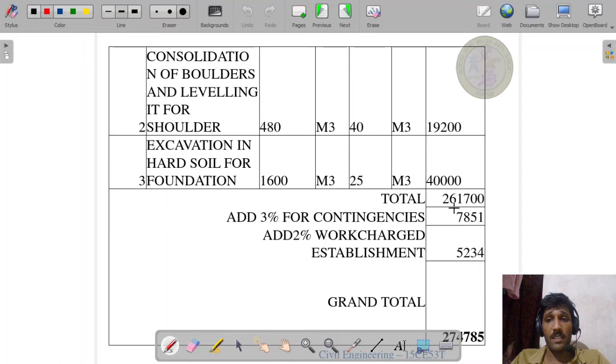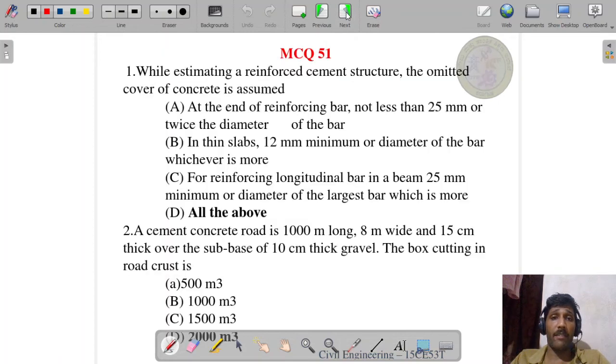Now totally, adding all the four items, it becomes 2,61,700 rupees. That means adding 3% for contingencies and 2% for work charge and establishment. Then finally it becomes 2,74,785 rupees. In this way we have to prepare the estimations. Now directly we will move to the multiple choice questions regarding this.